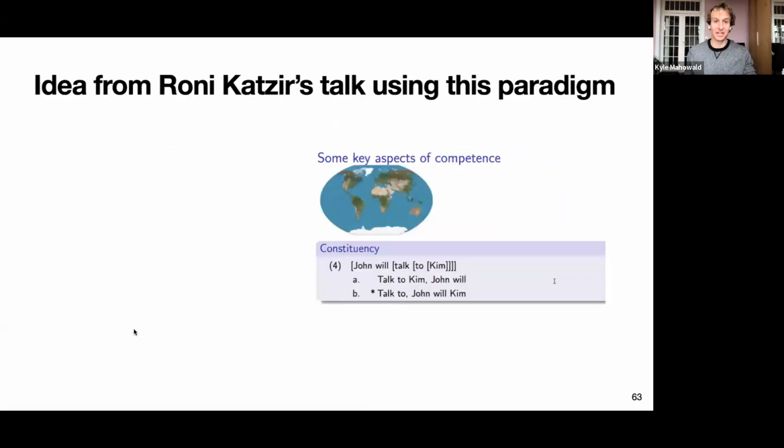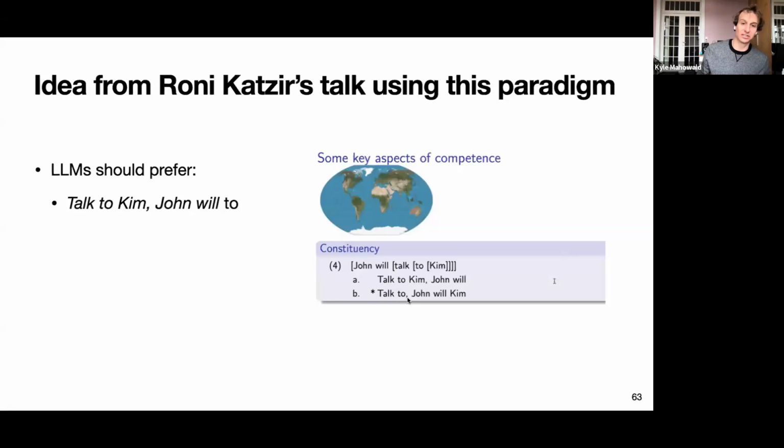So an idea in Roni's talk, Roni mentioned some key aspects of competence include constituency, right? So knowing that "talk to Kim, John Will" is better than "talk to John Will Kim." I actually had the thought that this would be something that could be very amenable to testing using this similar kind of method to the ANN, right? So there's a prediction that LLMs should prefer this one and disprefer this one, "talk to John Will Kim."